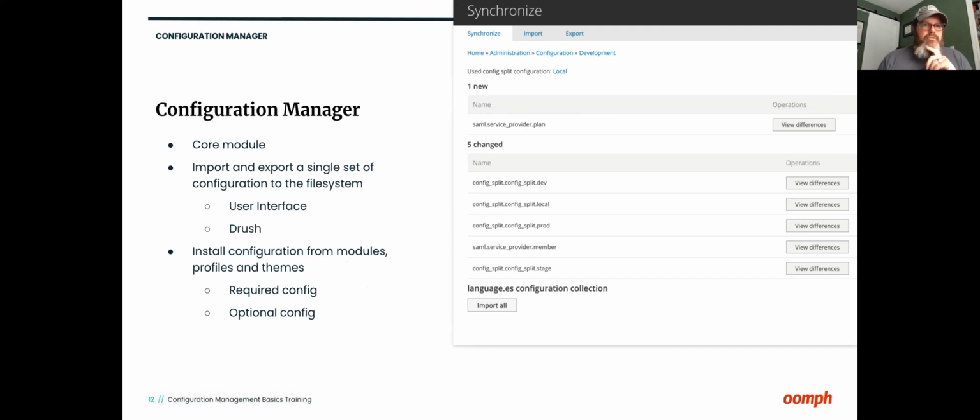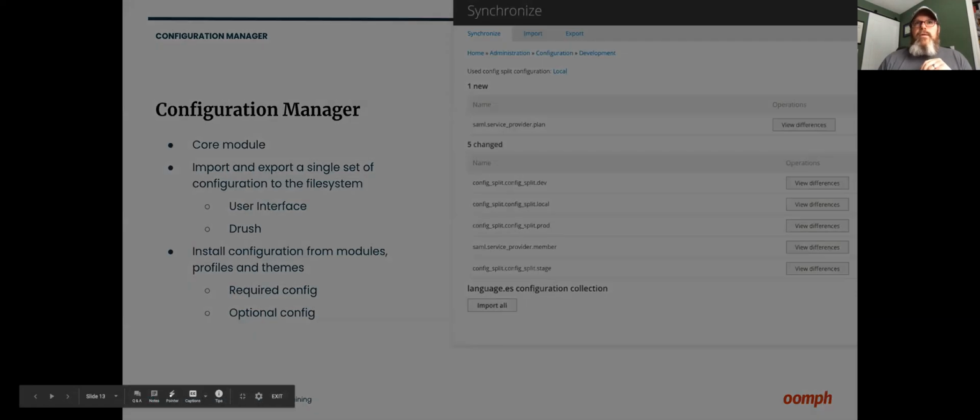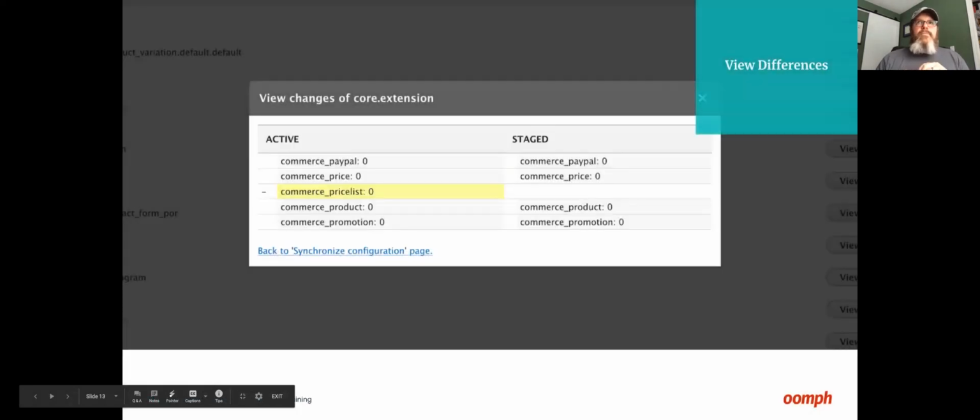So here you actually have the ability to do a comparison between your active and staged config. Here you'll see in this screenshot that we have some changes to our configuration. It tells you what's new, what's changing. And then you have the ability to see differences. So if we were to click this View Differences button here, you would see a screen that looks something like this.